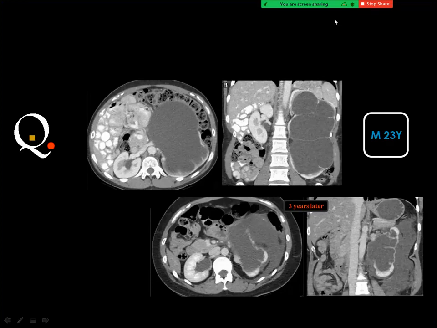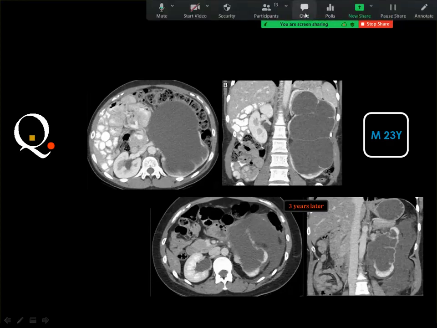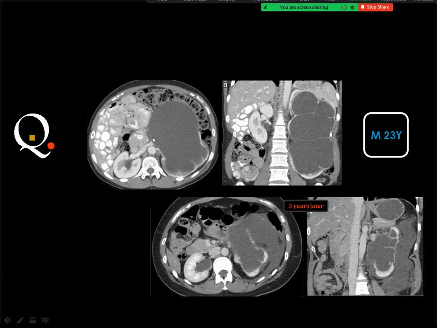Next case. This is a male, 23 years old. This is the initial scan, and this is the follow-up after 3 years.